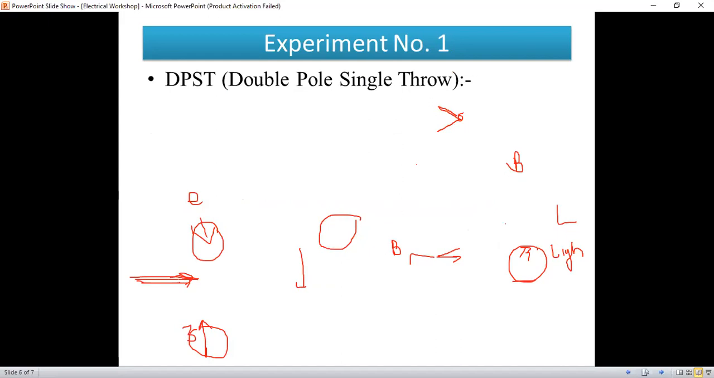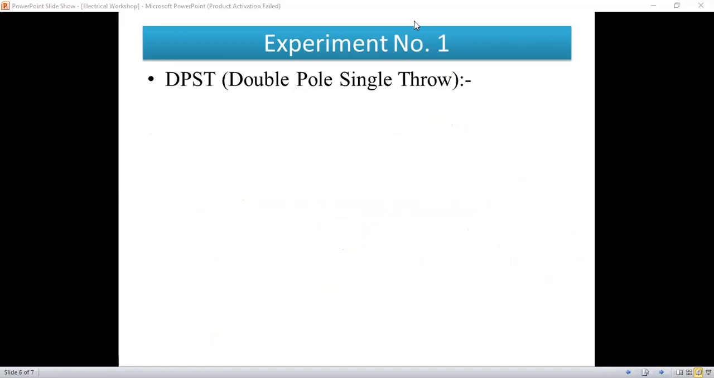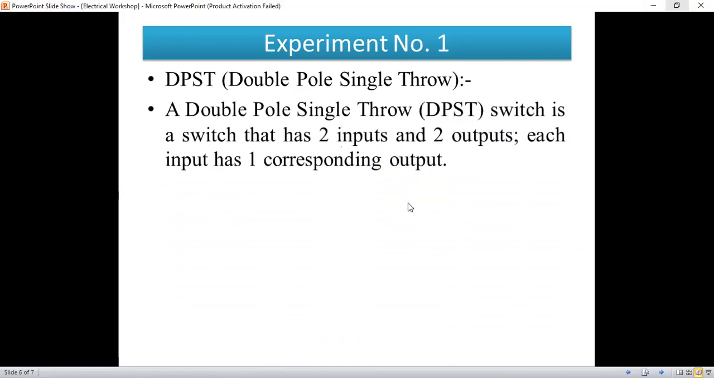Then next one type of switch is the DPST switch. Next one, it is nothing but a DPST switch. Now in case of DPST switch, the DPST means double pole single throw. Double pole single throw switch is a switch that has two input and two output. Each input has one corresponding output.